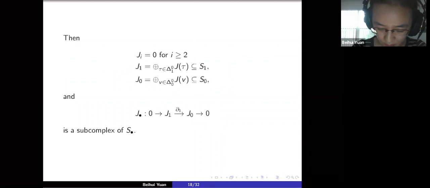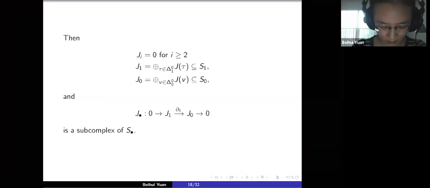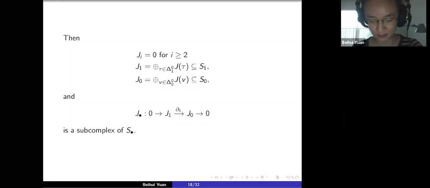So this is a submodule of S1. And G sub 0 is the direct sum of all such J of V's. So this is a submodule of S sub 0. And we have the map, this differential coming from the S complex. And then this is a subcomplex of S.